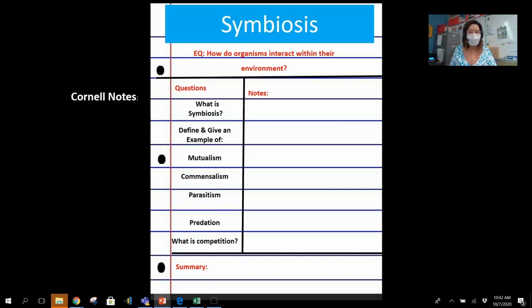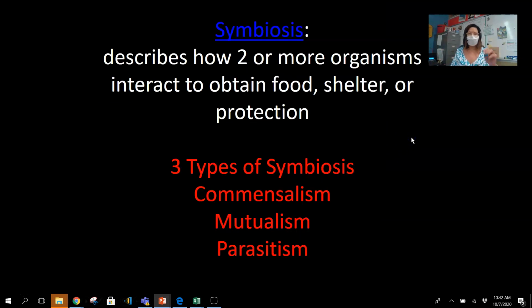Okay, we're back. So now here is your definition. Symbiosis describes how two or more organisms interact to obtain food, shelter, and protection. There are three types of these. Our first one is commensalism, the next is mutualism, and the third is parasitism. We are going to go through each one of these.